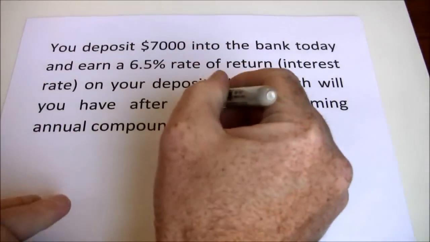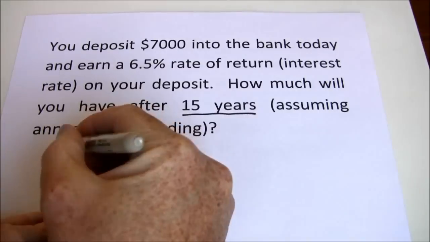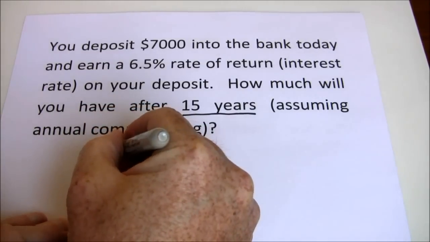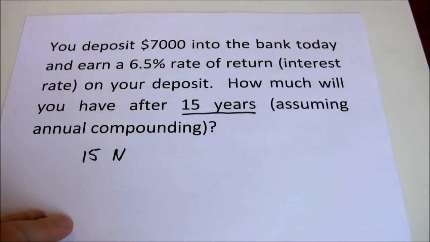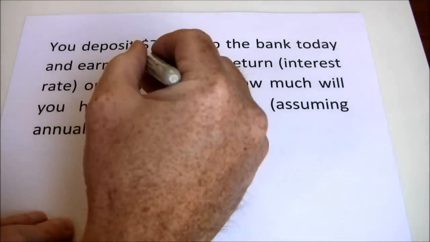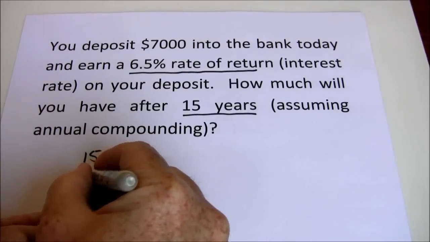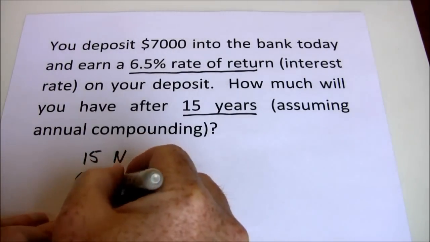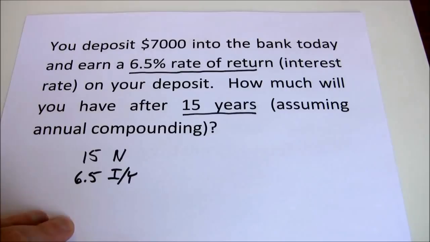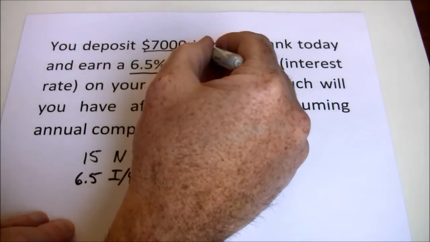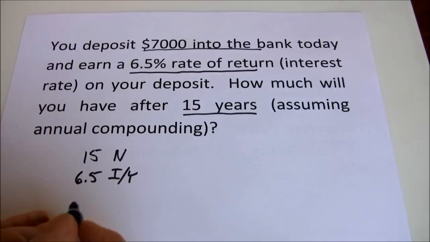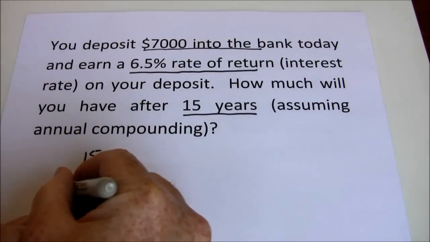Our number of periods, remember, is 15 years. So 15 is our N. Our 6.5% rate of return is our interest rate. So it's going to be 6.5 I/Y. Our present value is the $7,000 that we're putting into the bank today.